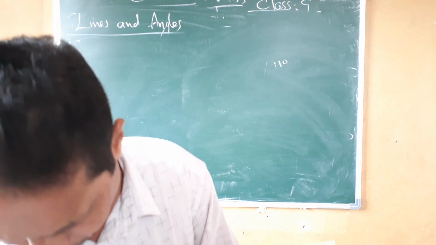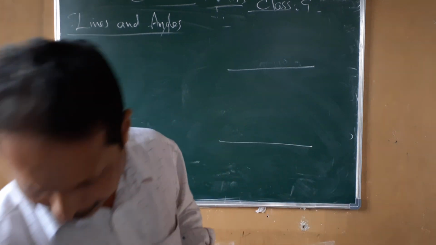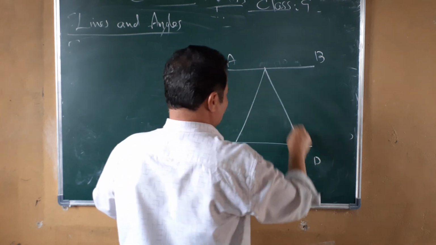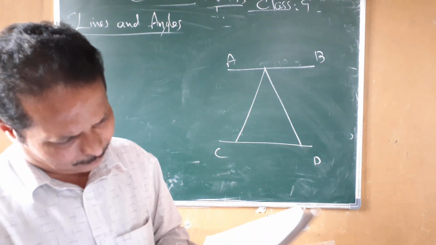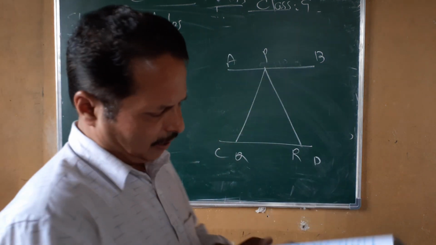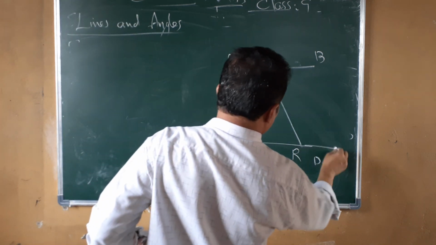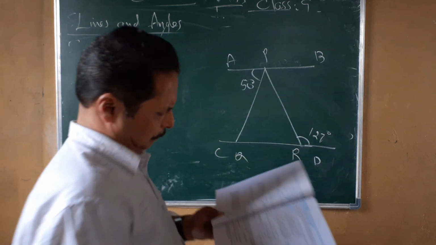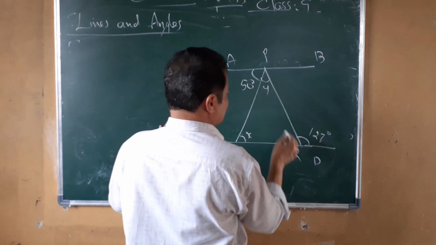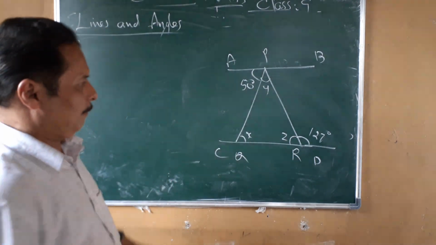Next problem. Two parallel lines are given, name them as ABCD. And there is a triangle, and the name of the triangle is PQR. And it is given 50 degrees. This angle is 127 degrees. Are you ready? Your question is to find the angles of the triangle, otherwise X, Y, and Z. We want to find all angles of the triangle. Are you ready? Look at this.